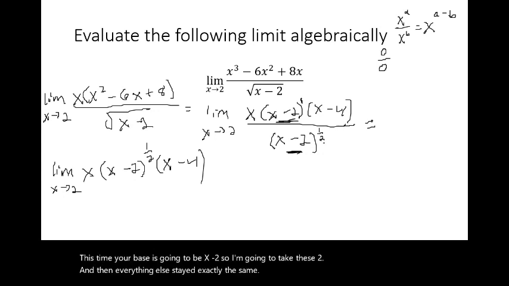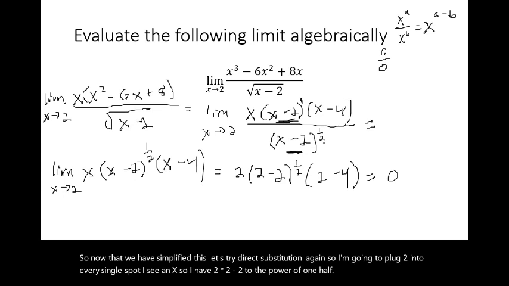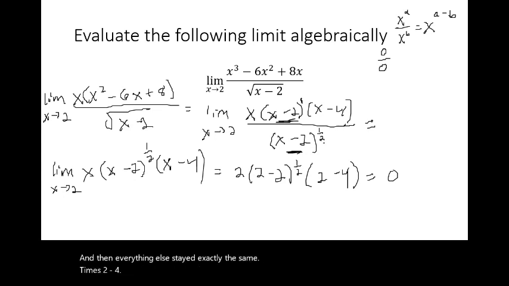So now that we have simplified this, let's try direct substitution again. So I'm going to plug 2 into every single spot I see an x. So I have 2 times 2 minus 2 to the power of 1/2 times 2 minus 4 equals 0. 0 is a real number. You can't have a limit come out to 0. That means the y-coordinates are approaching 0 as x gets closer and closer to 2. So, because that is a real number, your limit is equal to 0.